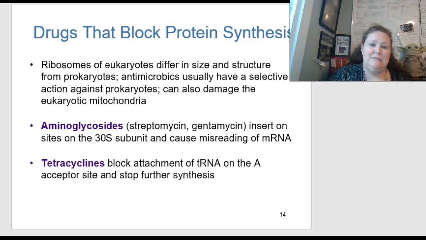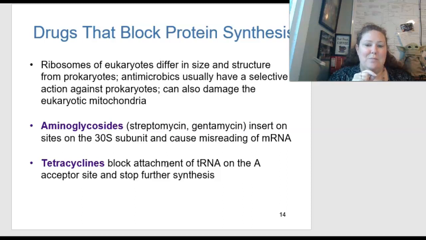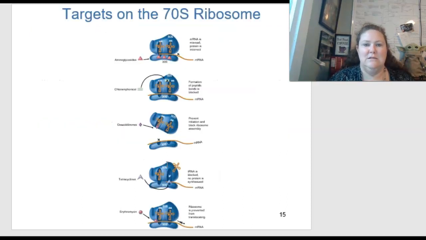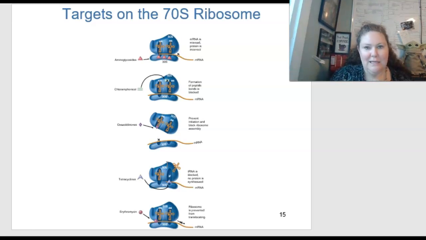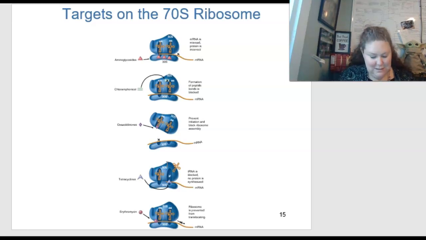We also have tetracyclines, and tetracyclines can block the attachment of that tRNA on the A receptor site and therefore stop further synthesis. So this is figure 12.5 in your book, and these are the targets of the 70S ribosome. These would be the sites of inhibition on the prokaryotic ribosome and the major antibiotics that act on these sites. All of these have the general effect of blocking protein synthesis, right? And the blockage actions are indicated by X's, okay?